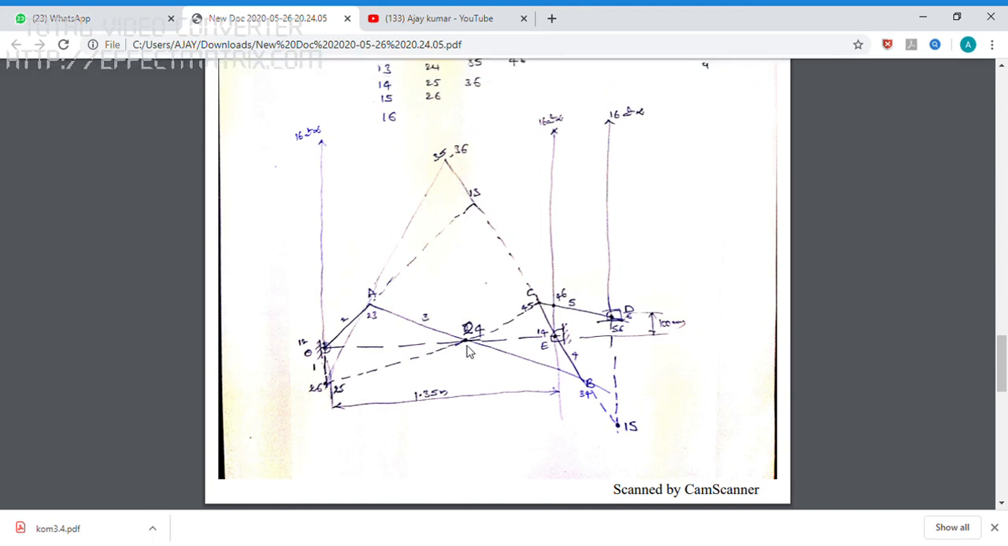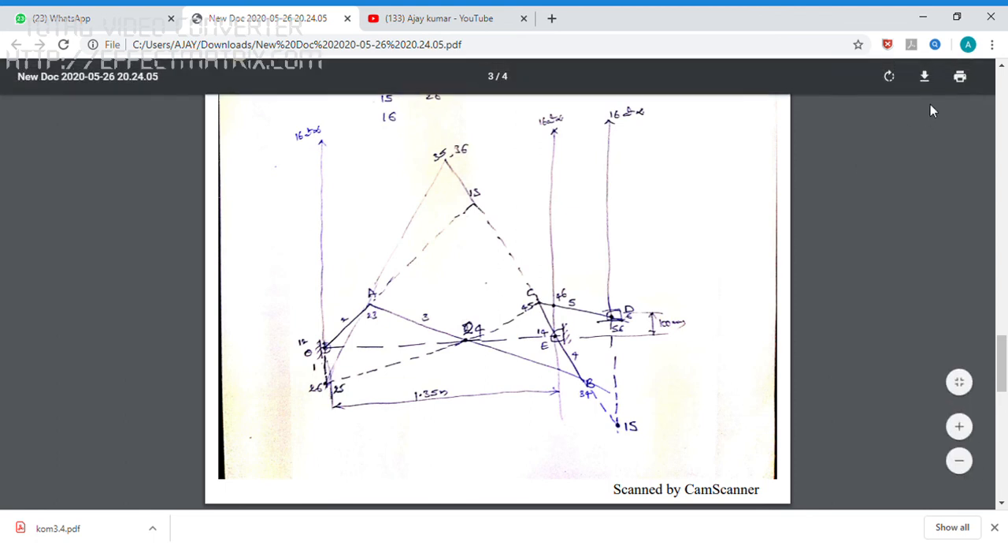If required, the remaining points I will explain next class. Why? Because if it is too lengthy, uploading my video is somewhat difficult. That's why the remaining points, if possible, I will explain next class. Otherwise, you try to identify the remaining points yourself. Definitely I will explain. Now at present I will stop my class.